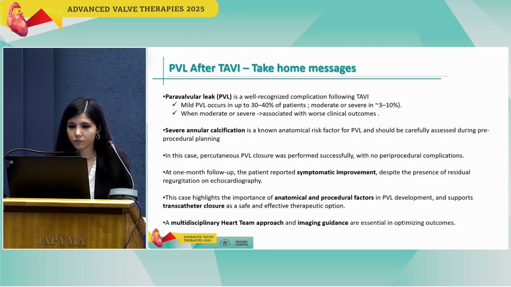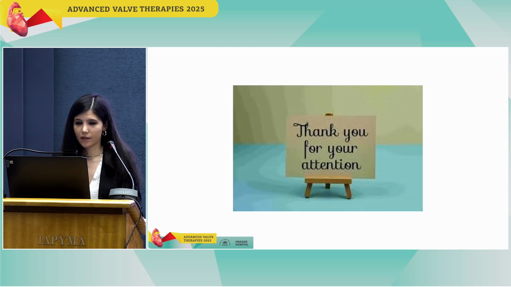NYHA class 2. So in conclusion, paravalvular leak is a relatively common complication after TAVI, and one of the most important anatomic risk factors is severe annular calcification. In our case, the patient had extensive calcification, which likely contributed to PVL formation. Fortunately, percutaneous closure was rather successful, and the patient experienced significant clinical improvement at follow-up, despite the presence of residual regurgitation. This case highlights that PVL closure is a safe and effective option in selected patients. Thank you for your attention.